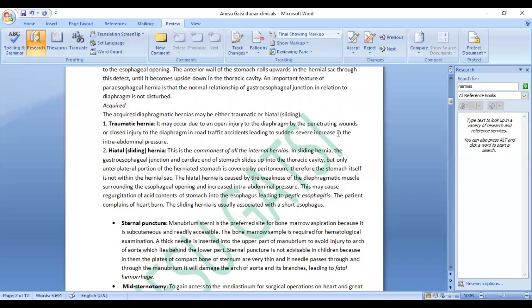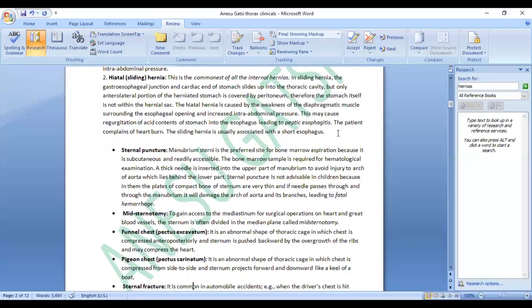Then as for the sternum, now you have what is known as sternal puncture. So in sternal puncture, the manubrium sterni is the preferred site. Remember that the sternum has the manubrium sterni, then the sternebra, and the xiphoid process. So the manubrium sterni will be the preferred site for bone marrow aspiration, for hematological examination or assessments.